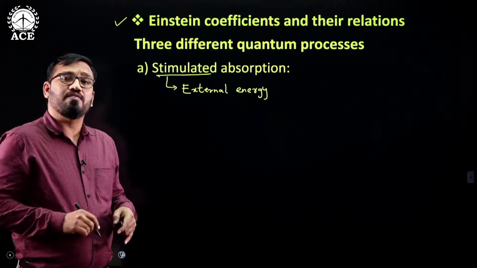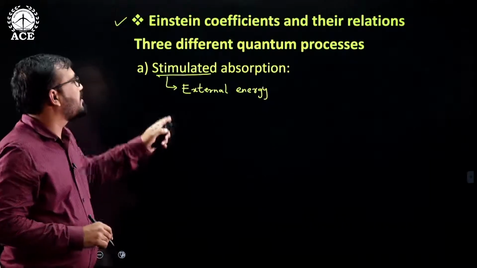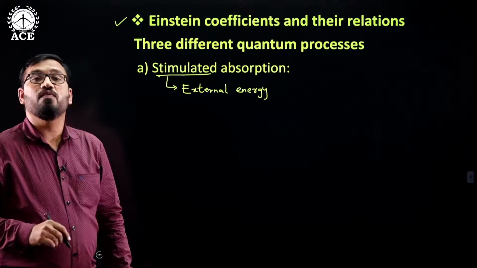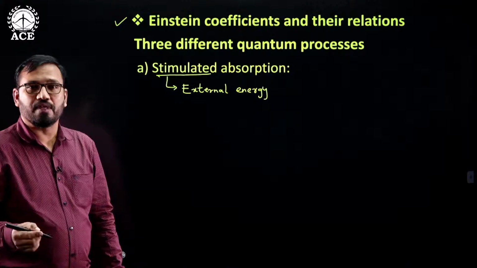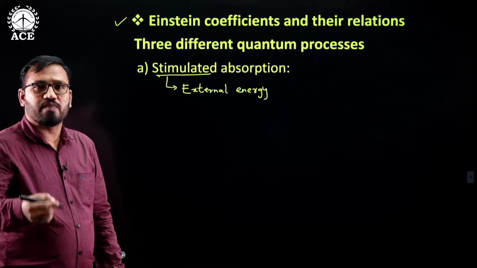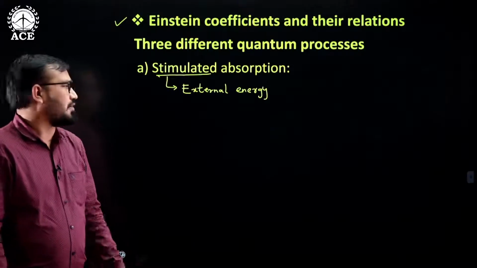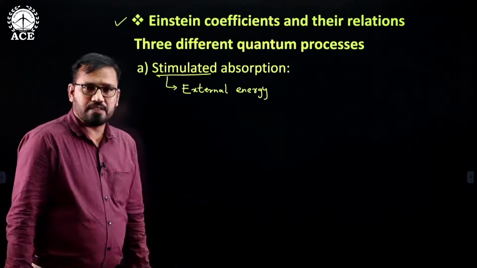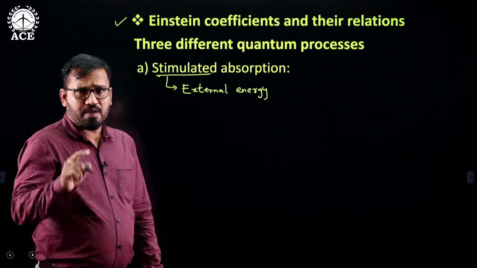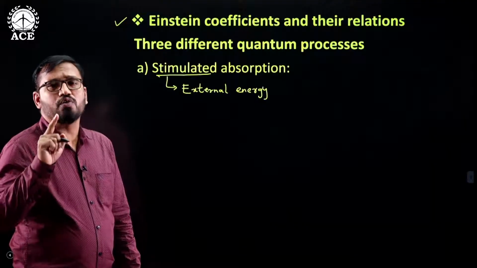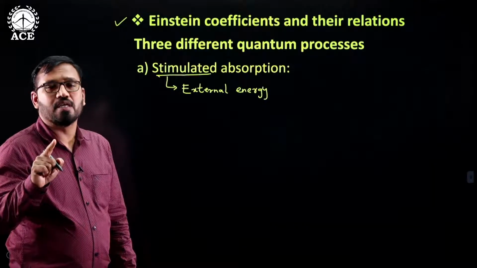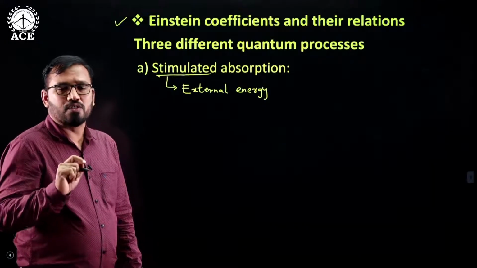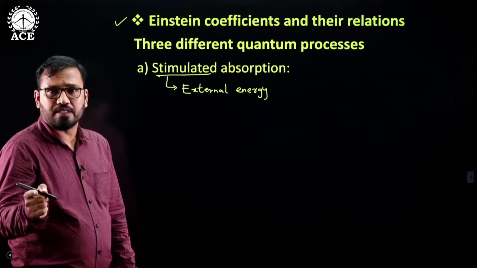What form of energy are we giving here? We are giving the energy in the form of light, means photon. Photon that we are giving in order to excite the atoms from the lower energy level to higher energy level. So stimulated absorption means, you have to remember once again, whenever the term stimulated comes, you are using some external energy, means photon energy. That energy is given to the atoms present in the ground state.